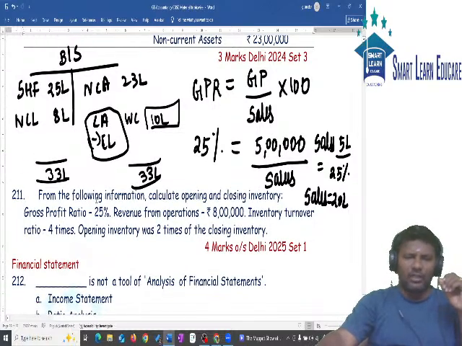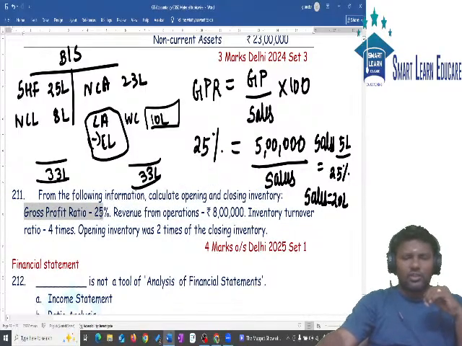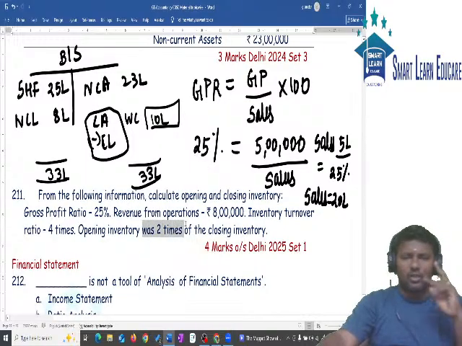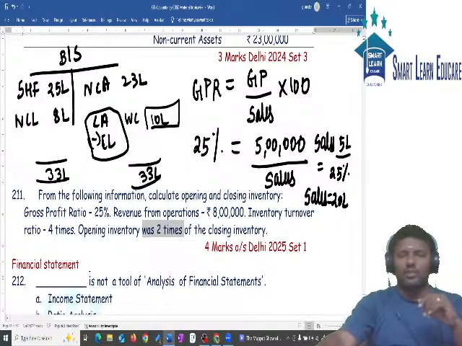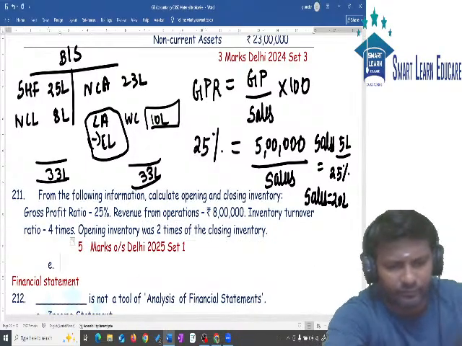From the following information, calculate opening and closing inventory. Gross profit ratio is given as 25%. Revenue from operation is given as 8 lakh. Inventory turnover ratio is given as 4 times. Opening inventory was 2 times of closing inventory. That's all. So this you are going to try.